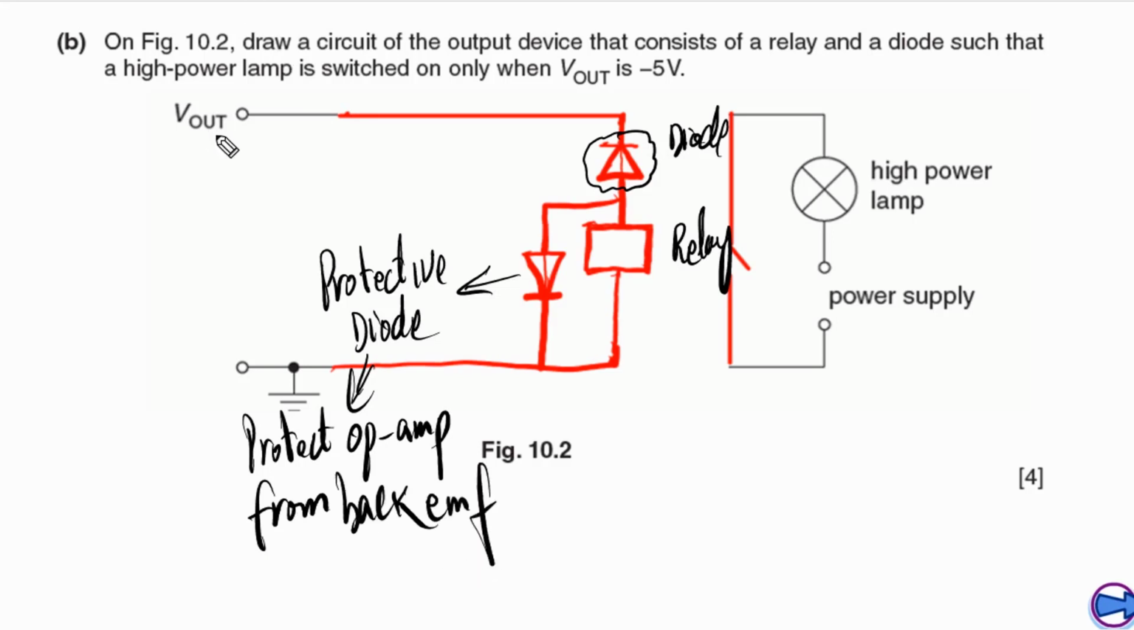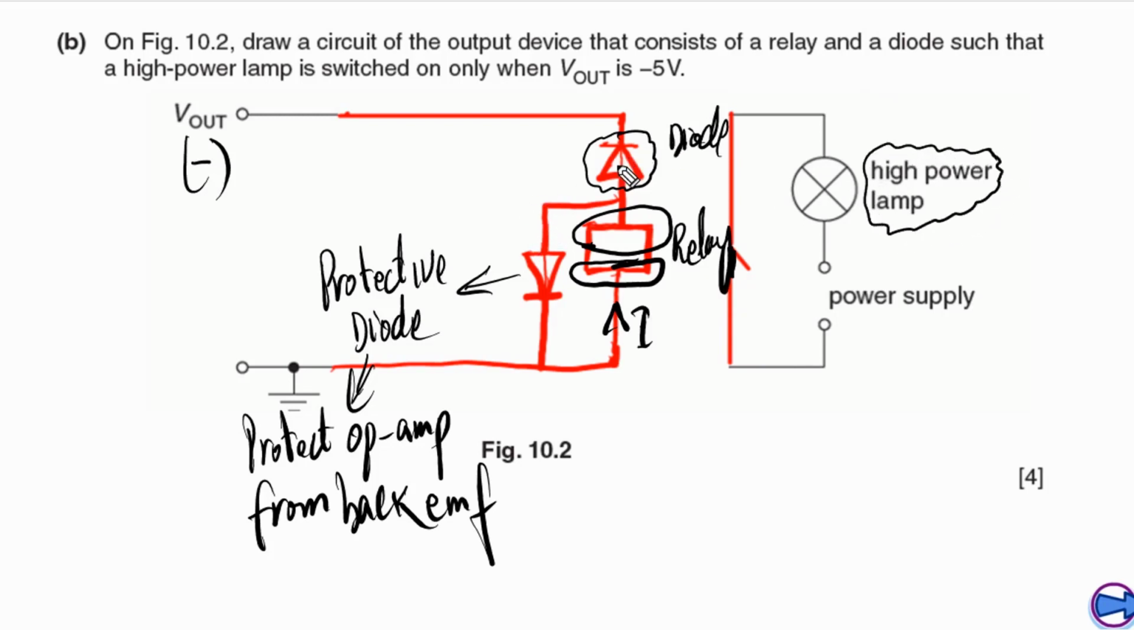Now when this V out is negative, current will flow in this direction. When current flows through this solenoid, it will be magnetized. When it is magnetized, it simply acts just like a magnet, and this switch will be attracted and closed. When the switch is closed, the circuit will be on. When this circuit is on, this high power lamp will also be on.